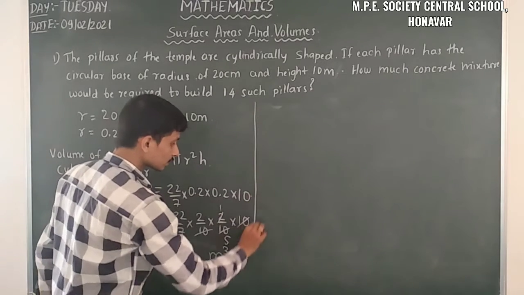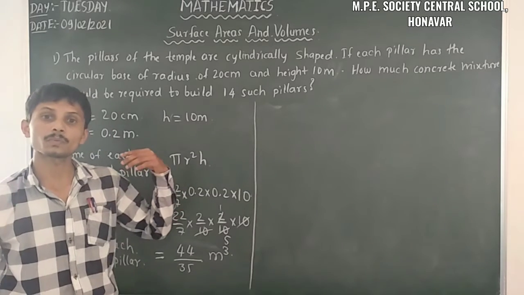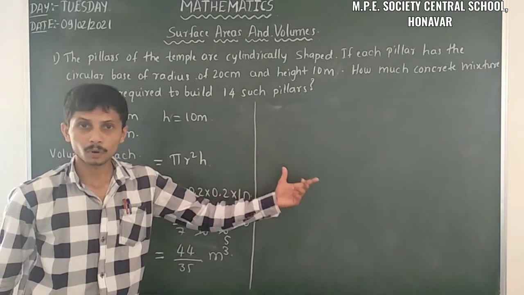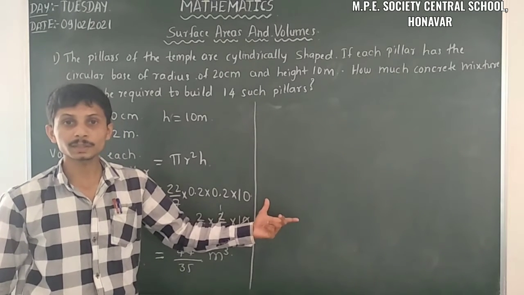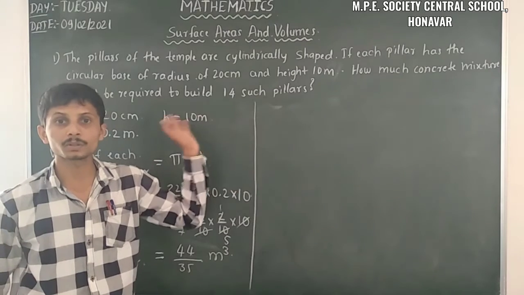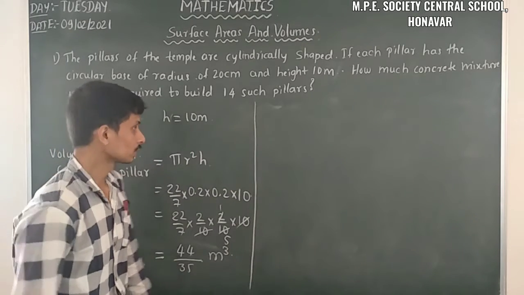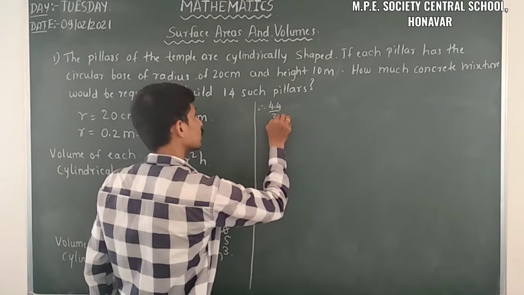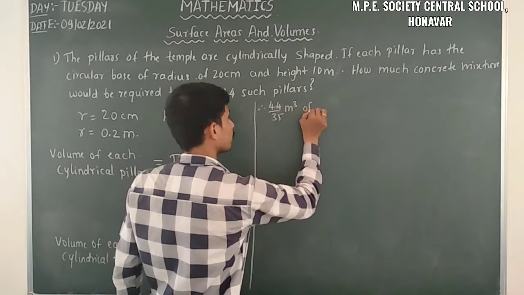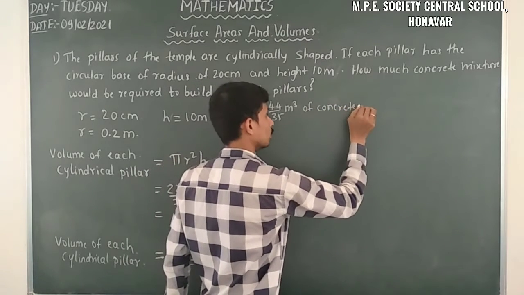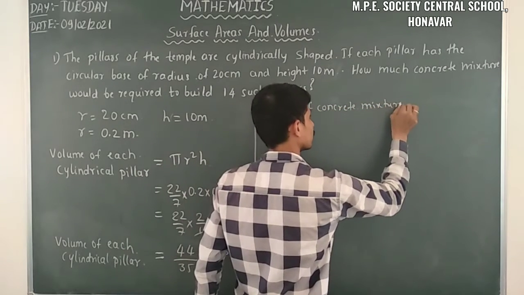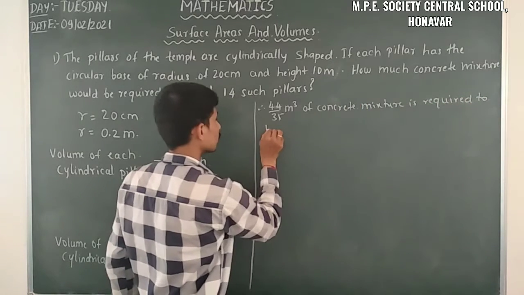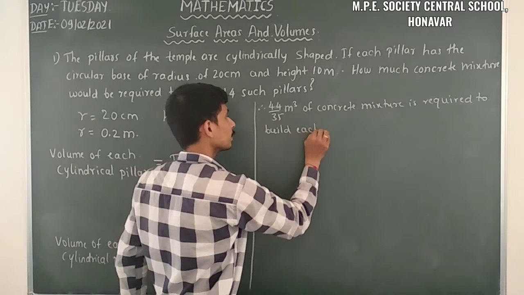So there are such 14 pillars. We have to find out the volume of the 14 pillars. The result of that volume of the 14 such pillars is nothing but the total amount of concrete mixture required to build the 14 such pillars. So therefore, 44 by 35 meter cube of concrete mixture is required to build each cylindrical pillar.